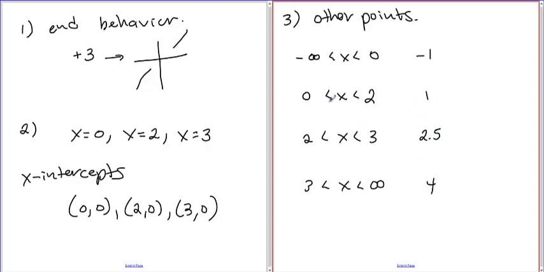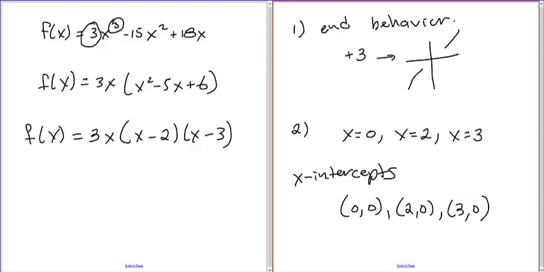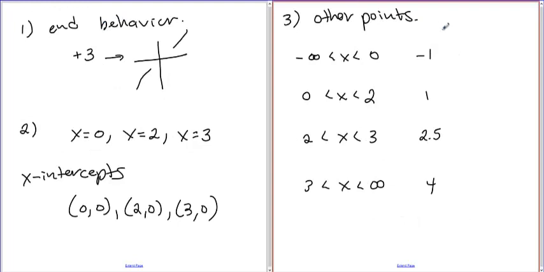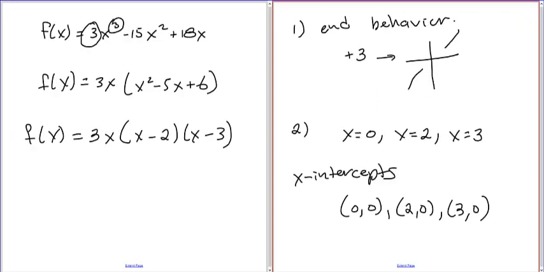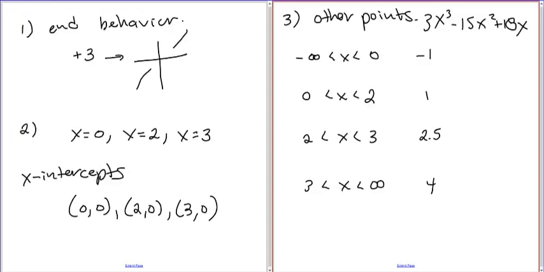And what I'm doing is I'm picking them just outside of the intervals, because if you pick too far out, say negative 20, you'd have a really big number, and that would not be good. So now we have to evaluate this original function. You could do it in the factored form, but it's probably best you just use this one. So let's write that out. We have 3x cubed minus 15x squared plus 18x. I think that was the function. Yep. So we just plug that into our calculator.